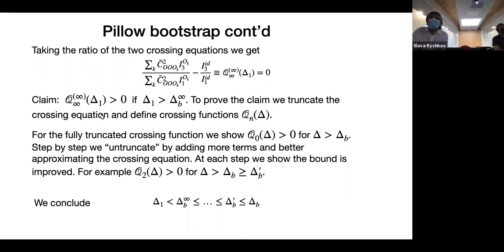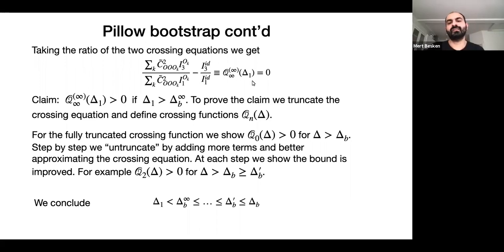Do you agree that if I can show this claim, I will have...? It's not a function of just delta one. I mean, it's a function of delta one and all of the other operators that are in this theory, right? Of delta two, delta three, there are infinitely many primaries in that correlator. Why are you showing just delta one?